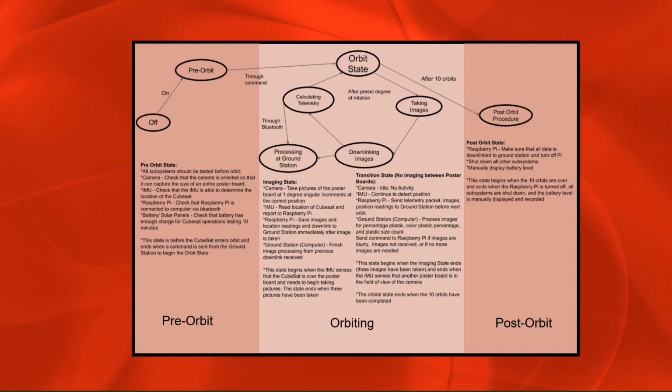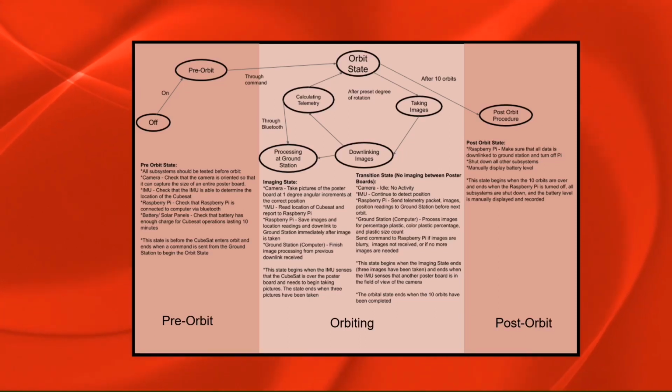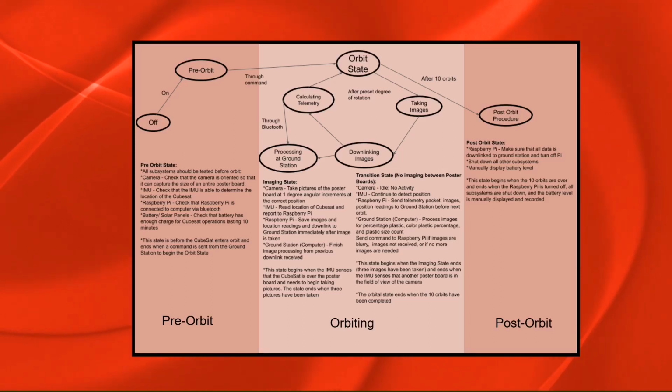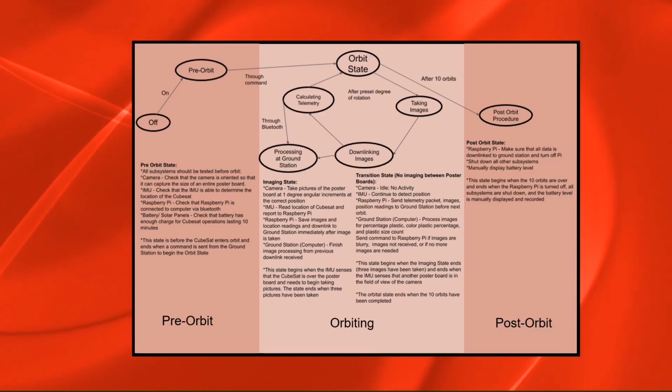During our pre-orbit, our Raspberry Pi is booted up and awaits command to go into the orbiting stage. Within orbiting are imaging and transition states. In imaging, the CubeSat will be directly over the poster board, determined by the IMU. In any other time in the orbiting phase, the CubeSat will be in the transition state. This is when the CubeSat will be downlinking the image data to our ground station to be processed. Once our orbits are complete, the CubeSat will move to post-orbit state. This is where it will be checked and the data will be downlinked. The state is ended once our Raspberry Pi is shut off.